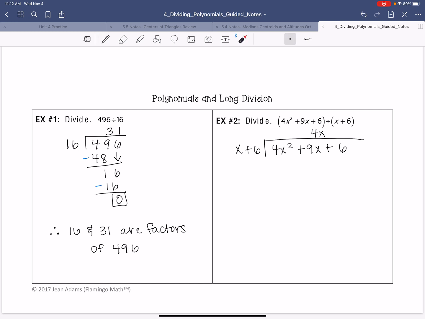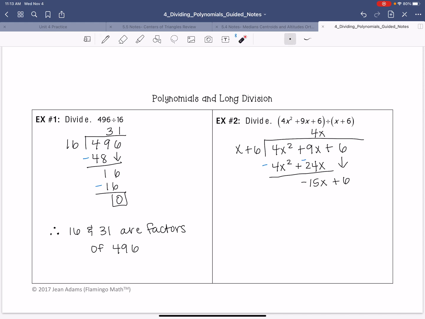Okay, then we're going to multiply it back. We're going to do 4x times x, and then we'll do 4x times 6. So 4x times x is 4x squared. 4x times 6 would give me positive 24x. Okay, we are subtracting this. You need to switch both signs. Do not forget this. This is where you will make your mistake. 4x squared minus 4x squared, 0, and then 9x minus 24x, that's a negative 15x. Bring down the next one, plus 6.